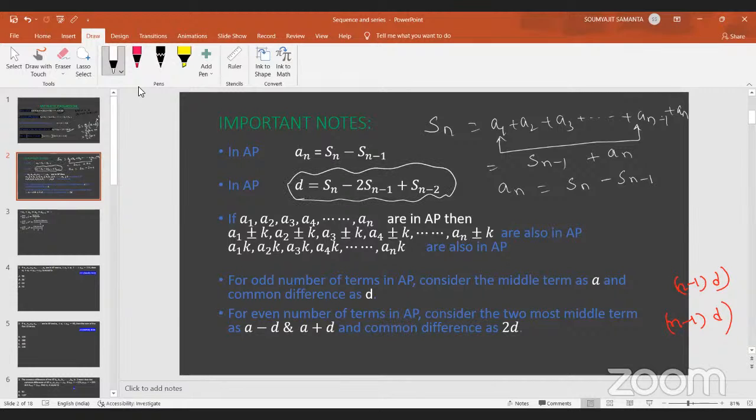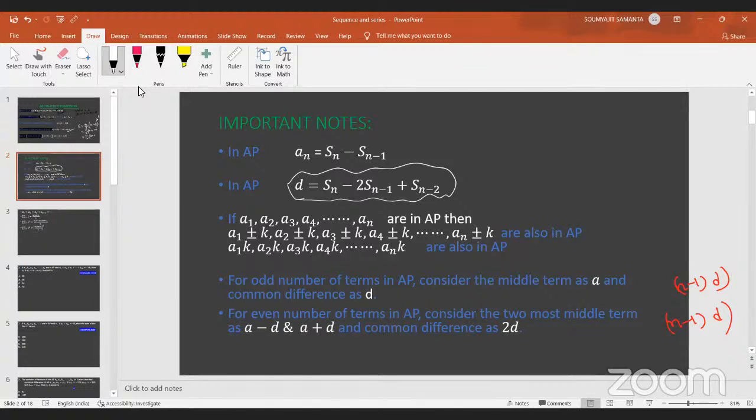If the sum of terms is given, then we can find d. How can we define it? Let's see. What is d? D is nothing but the common difference, an minus a(n minus 1). See, d is nothing but an minus a(n minus 1). What is an? We will use this formula for an, that is Sn minus S(n minus 1).